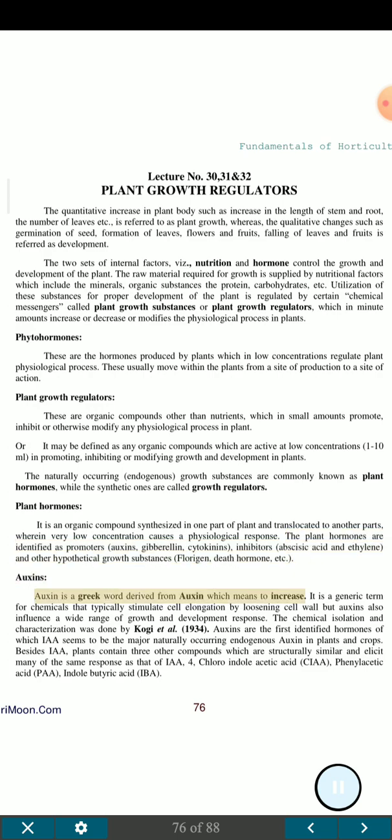Auxins. Auxin is a Greek word derived from auxein, which means to increase. It is a generic term for chemicals that typically stimulate cell elongation by loosening cell wall, but auxins also influence a wide range of growth and development responses. The chemical isolation and characterization was done by Kogl et al., 1934. Auxins are the first identified hormones, of which IAA seems to be the major naturally occurring endogenous auxin in plants and crops.